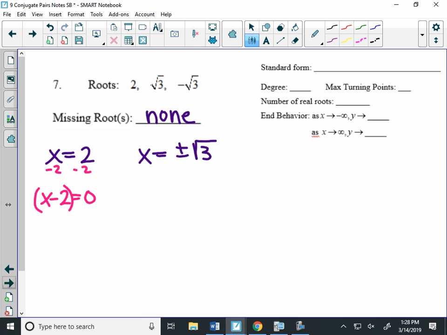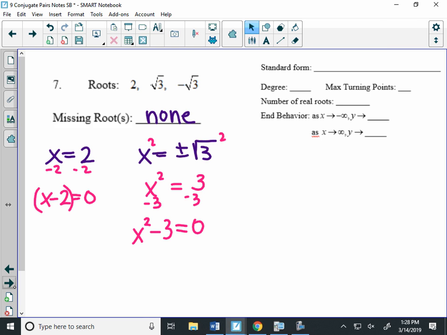Over here with x equals plus or minus radical 3, what do you think I need to do to get rid of the square root? Square both sides, just like with the I. So we've got x squared equals 3. And all we have to do is subtract the 3 from both sides. And this factor is x squared minus 3. Now again, I'm not done, but at least I can take these factors here, and I'll just multiply them together.